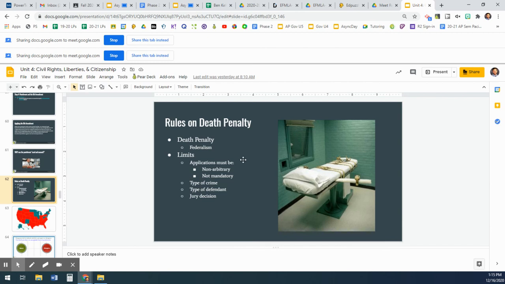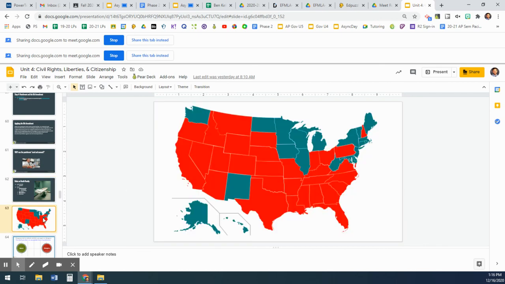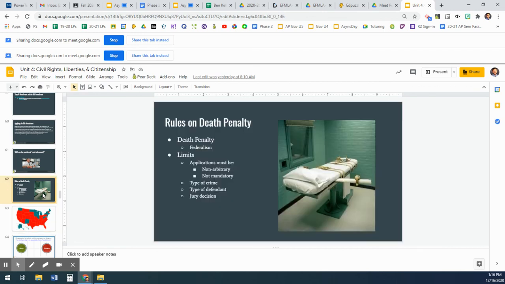All right, so is the death penalty constitutional? The answer is yes, the death penalty is constitutional, but it's left up to each state to decide whether or not their death penalty is constitutional. And you can see here in this map, the states in red have the death penalty and the ones in blue do not, right? But the Supreme Court has set limits on them, right? You can't have the death penalty for any charge. It has to be a capital crime, like those including murder or terrorist attacks, things like that.